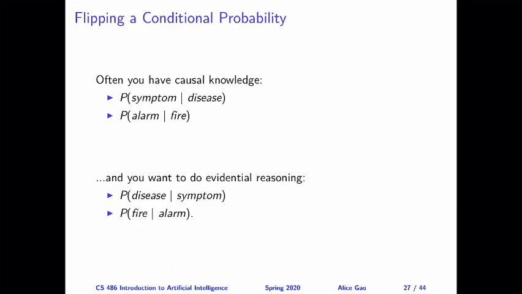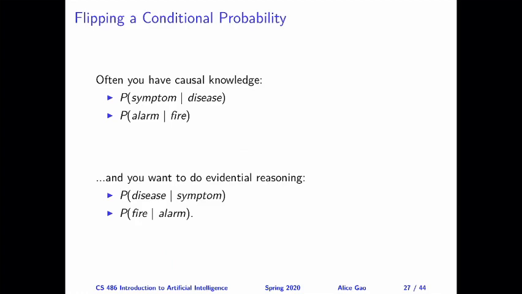So in order to calculate a joint probability over maybe a subset of the variables, we can use the chain rule. Next, let's think about how we calculate a conditional probability. In particular, the task we have in mind is we want to flip a conditional probability. So when do we actually want to flip a conditional probability? This is actually quite a common scenario.